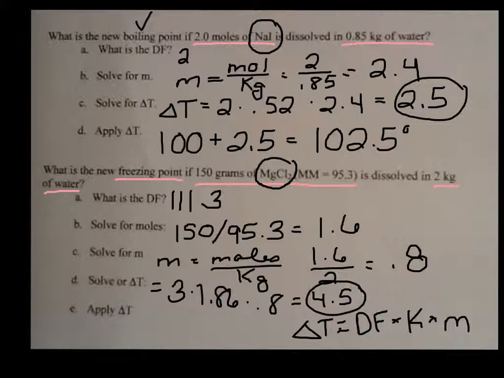Now to apply delta T, water should freeze at 0 degrees. We're going to depress or lower it. So we're going to subtract 4.5. So what temperature will our water freeze at? Negative 4.5. Okay, and that is your answer.